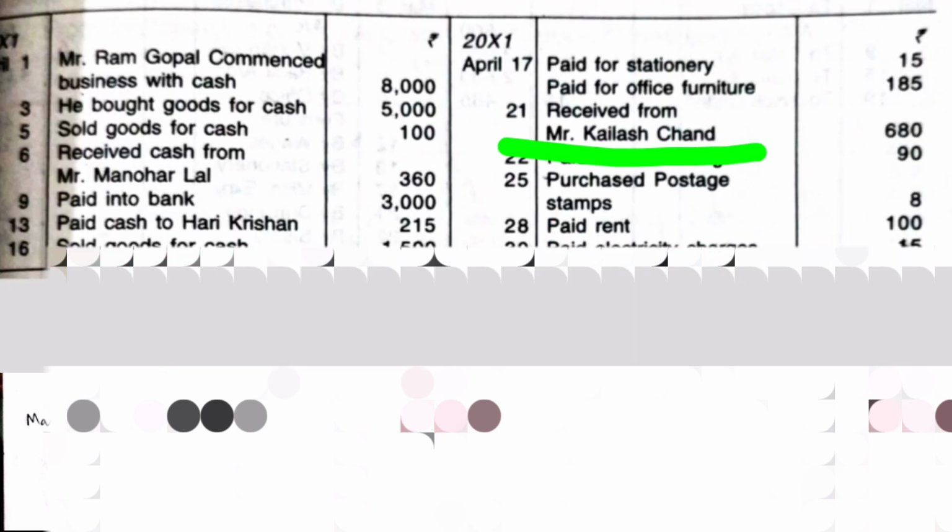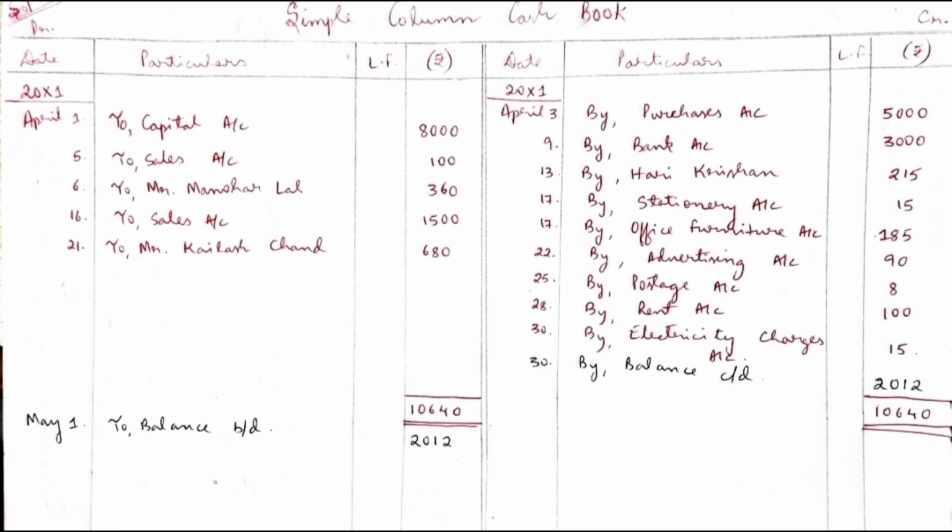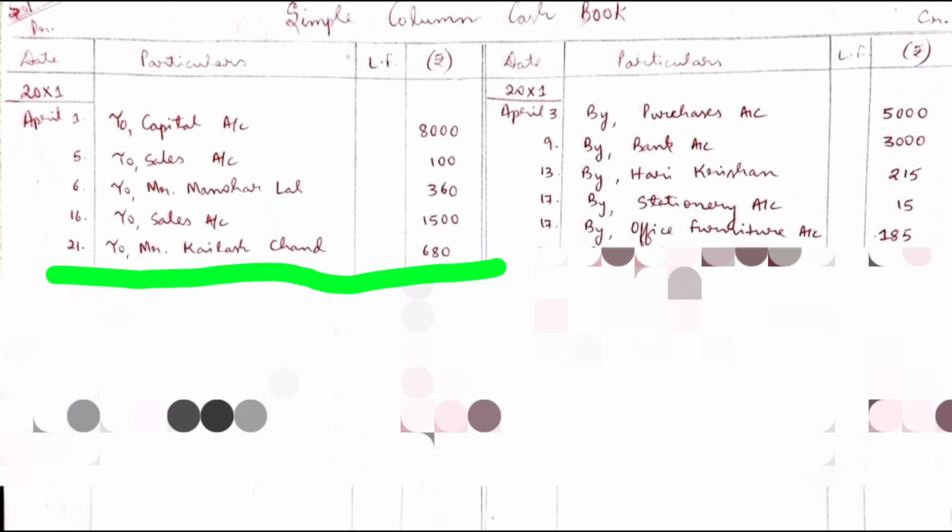Next business transaction is April 21, received from Mr. Kailash Chand. So we are receiving money. Money is coming in, cash is coming in, yes or no? So we will write it on the debit side. On 21st April, we will write to Mr. Kailash Chand, which is 680 in the amount column.